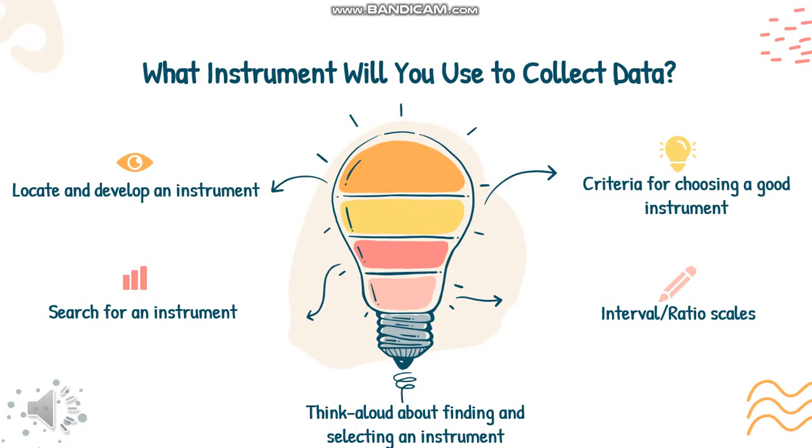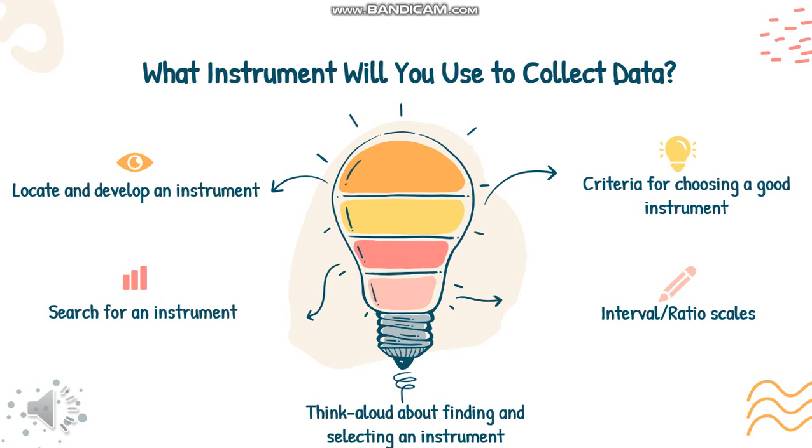Then the fourth step in collecting the data is about what instrument you will use to collect the data. The first is locate and develop an instrument. And then the second is search for an instrument. This includes several strategies that can aid in your search. The first is look in published journal articles, and then run an ERIC or Education Resources Information Center search and then examine quotes to test an instrument that are available commercially.